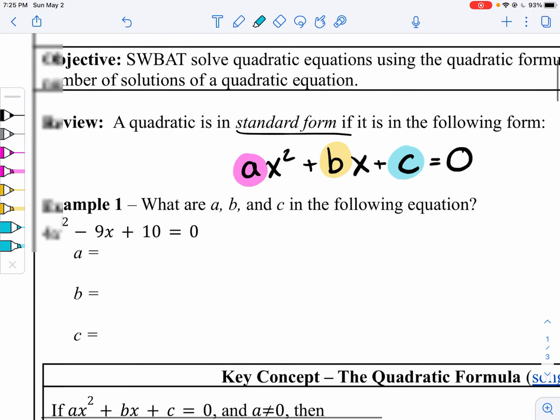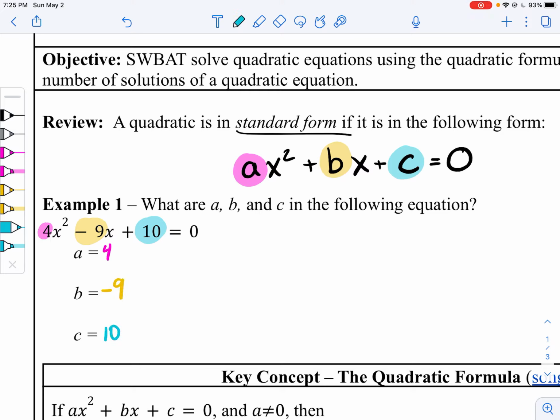For example, here we have a, b, and c. So our a term is 8, b is -9, and c is 10.